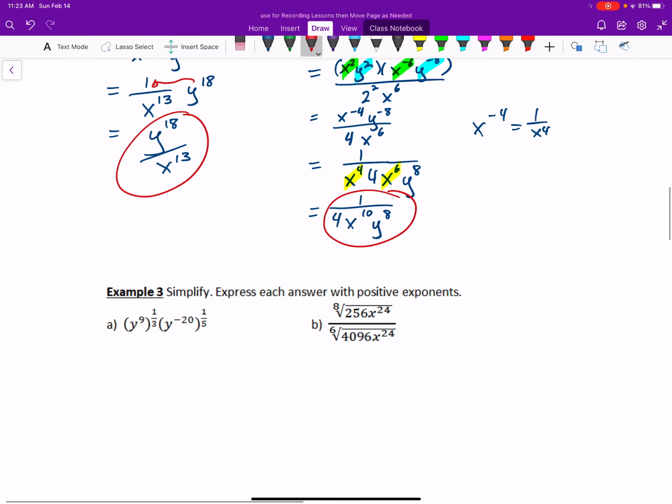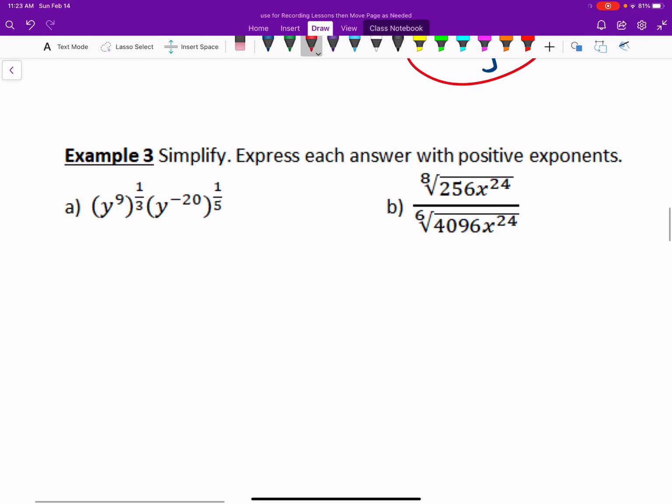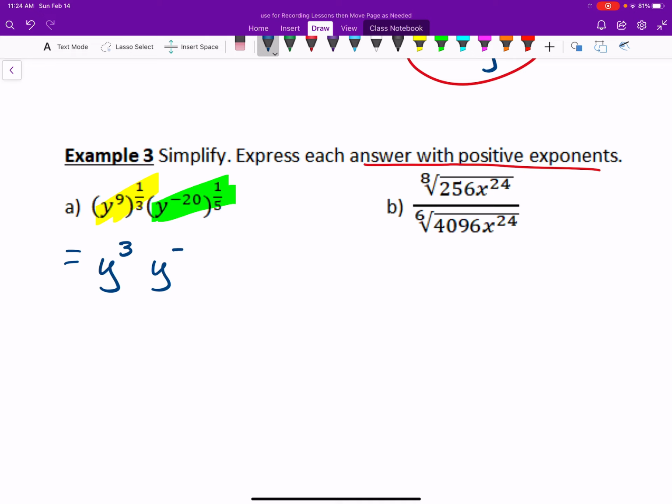Simplify, express each answer again with positive exponents. So again, the same things going on here. Just more practice, right? So for this part, I'm going to multiply the exponents together. 9 times a third equals 9/3 or 3. Negative 20 times 1/5 equals negative 20 over 5, or that reduces to negative 4.